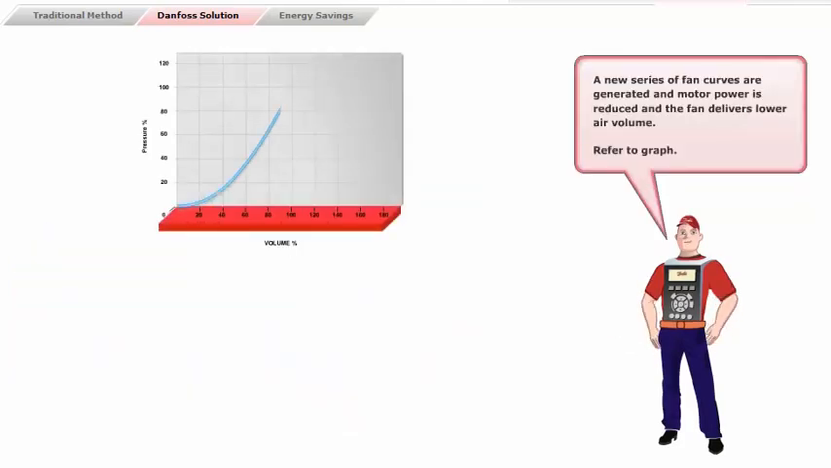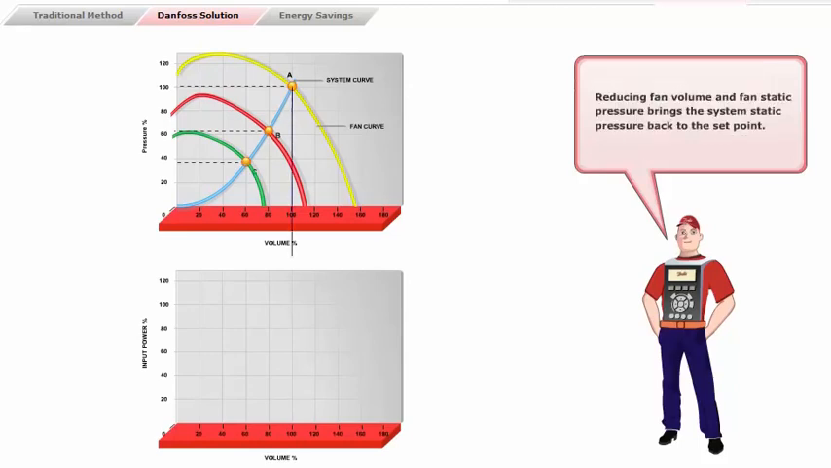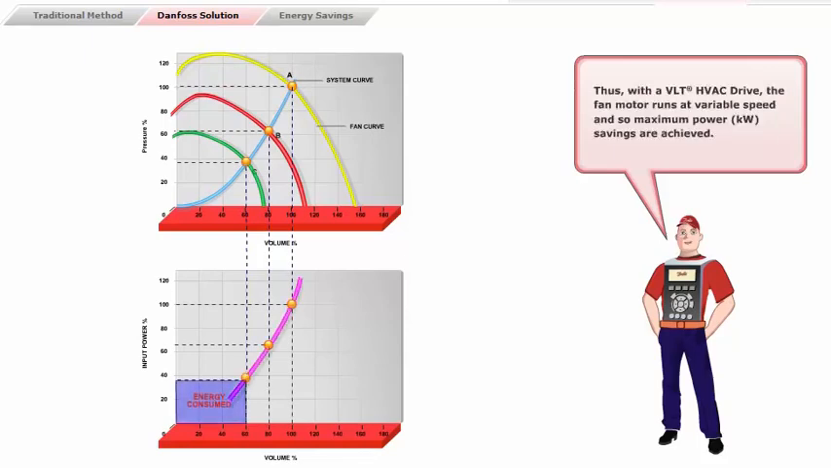A new series of fan curves are generated, and motor power is reduced, and the fan delivers lower air volume. Refer to graph. Reducing fan volume and fan static pressure brings the system static pressure back to the set point. Thus, with the VLT HVAC drive, the fan motor runs at variable speed, and so maximum power, kilowatt, savings are achieved.